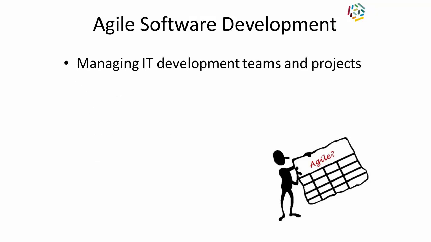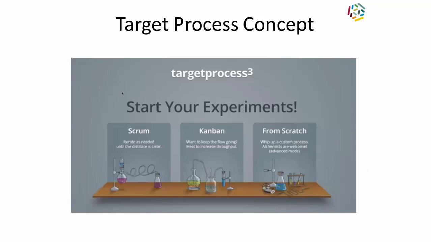What is Agile? Agile is a time-boxed, iterative approach to software delivery that builds software incrementally from the start of the project instead of trying to deliver it all at once near the end. TargetProcess is an Agile project management software for Scrum, Kanban, and any other custom process.